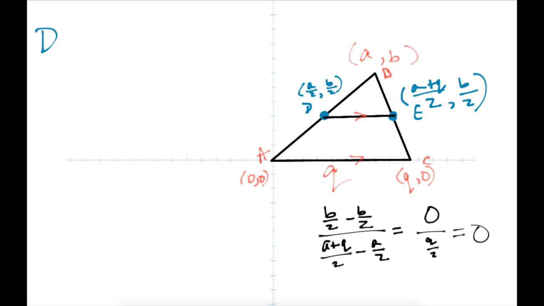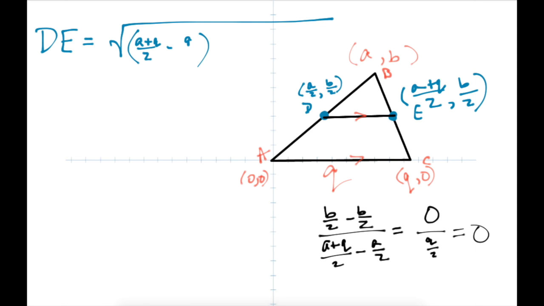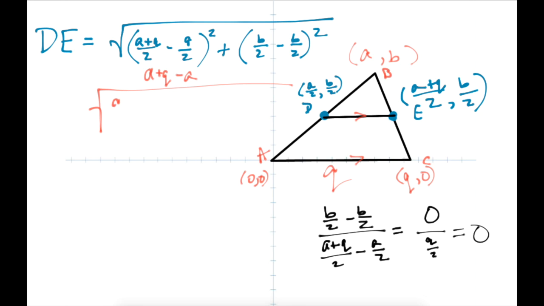So the length of DE is equal to the square root of the difference of the x's, ((A plus Q) over 2 minus A over 2) squared, plus the difference of the y's, (B over 2 minus B over 2) squared. Now, (A plus Q) over 2 minus A over 2, they already have common denominators, so I'm subtracting the numerators, A plus Q minus A, sorry, I can't read my own handwriting, which is going to give me (Q over 2) squared, and B over 2 minus B over 2 is going to give me 0 squared.